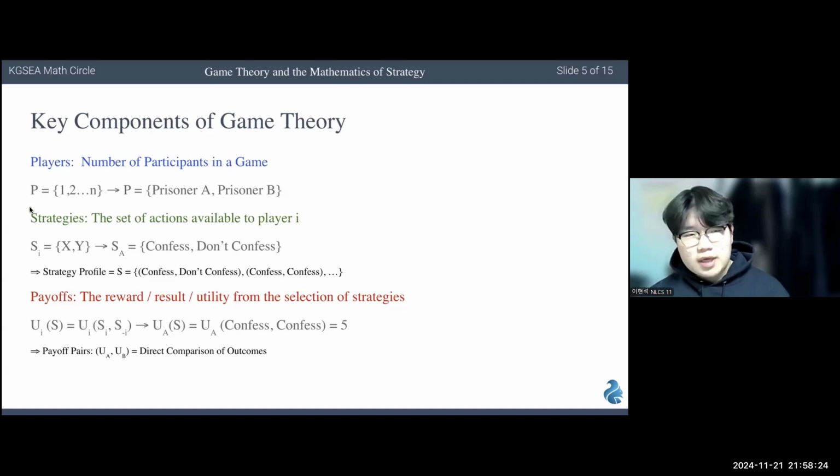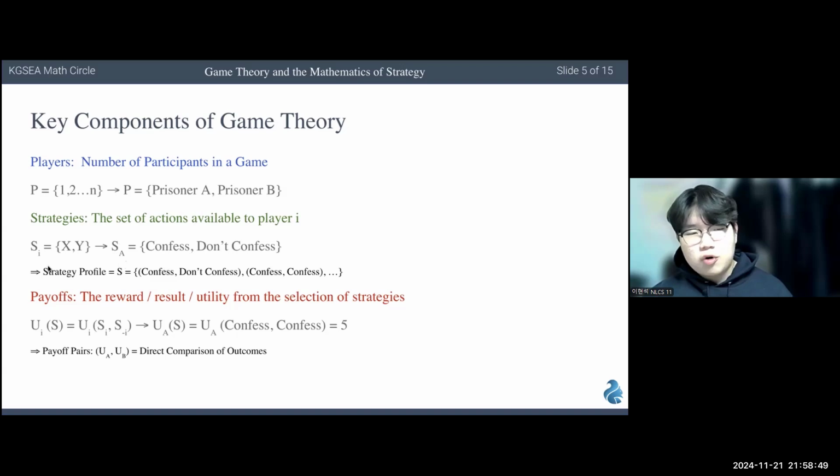To mathematically notate this, I've noted these down below. P represents the set of players in the game. For the prisoner's dilemma, it would be prisoner A and prisoner B. For the strategies, it would be a set of X and Y, the number of strategies, where SA is the set of strategies for prisoner A: confess or not confess.